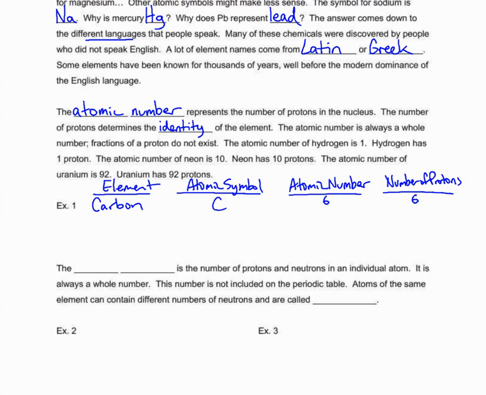The next one, let's use aluminum. Aluminum is very close to carbon. It's towards the top. It's just to the right of the middle. Its atomic symbol is Al, capital A, lowercase l. The first letter is always capitalized. If there's a second letter, it's always lowercase. Its atomic number is 13, which means it has 13 protons.